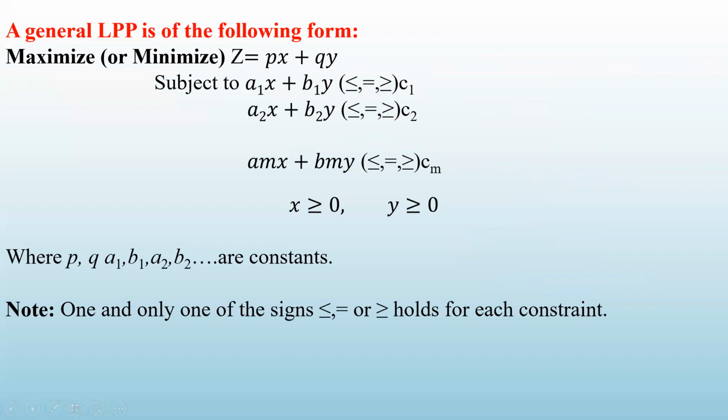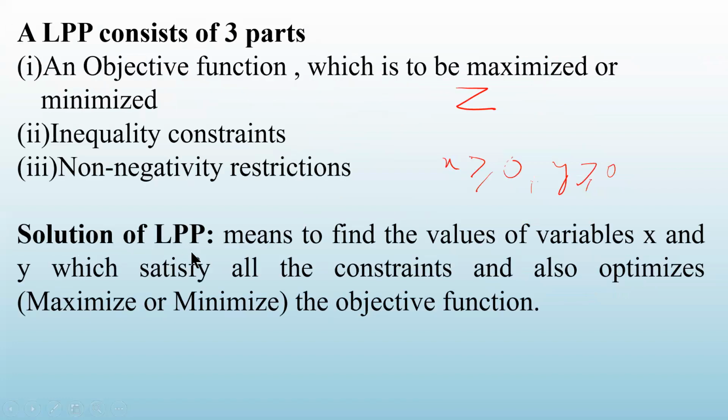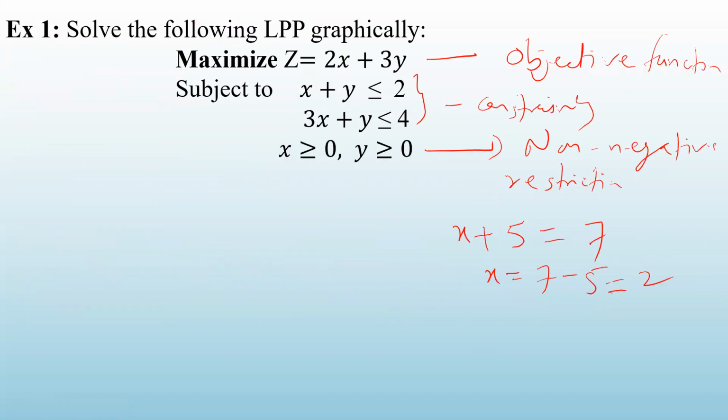So see how I've defined it. Solution of a linear programming problem means to find the values of variables x and y which satisfy all the constraints and also optimize, that is, maximize or minimize as the case is, the objective function. Okay, so this is the meaning of solving a linear programming problem. So let us solve this linear programming problem.